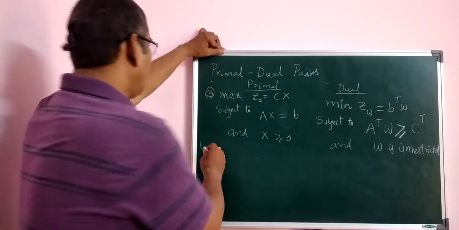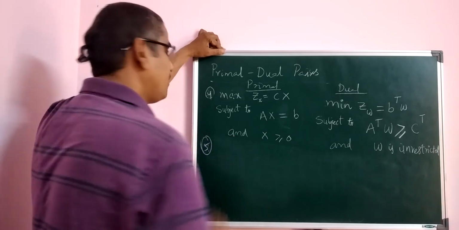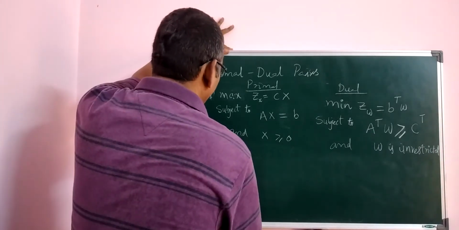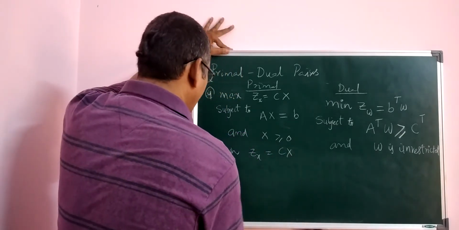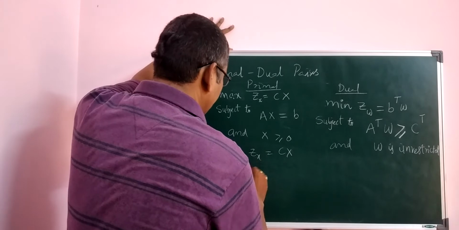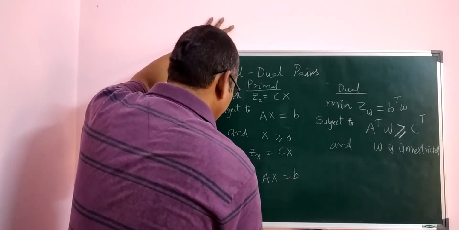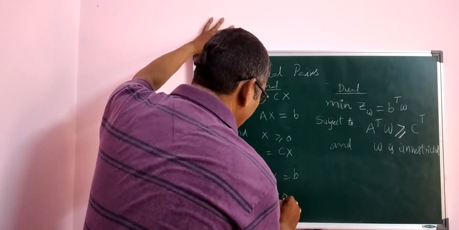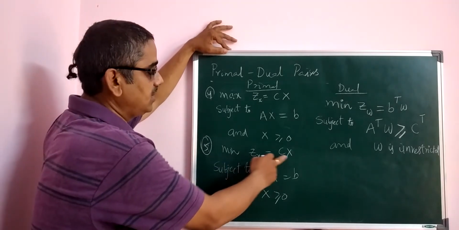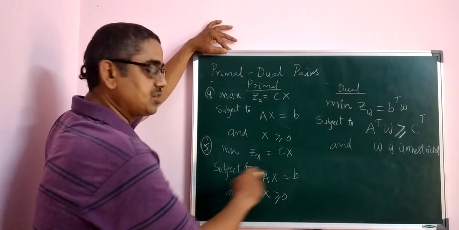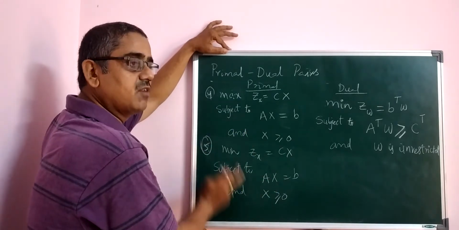For the same particular thing, I consider another one. This is the fourth one, and this is the fifth one. What is the fifth one? I consider minimization Z(x) = cx subject to the constraints Ax = b and x greater than or equal to 0. Have you referred the values clearly? The earlier one was a maximization problem, and this is a minimization problem. Here also it is one kind of equal to constraints.